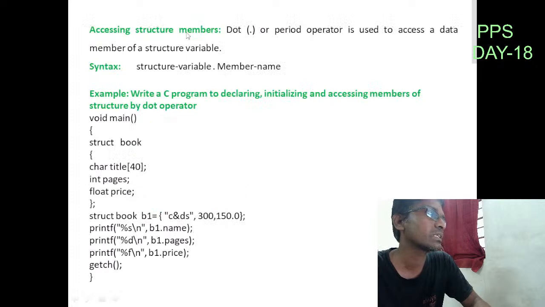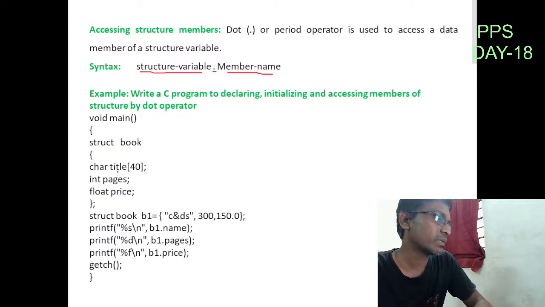Now let us see how to access the structure members. As I said in the previous slide, with the help of a structure variable followed by the dot operator and followed by the structure member, you can access the structure. For example, here I am using the syntax: structure variable, followed by the dot operator, followed by the member name. So this is a program I am writing here.